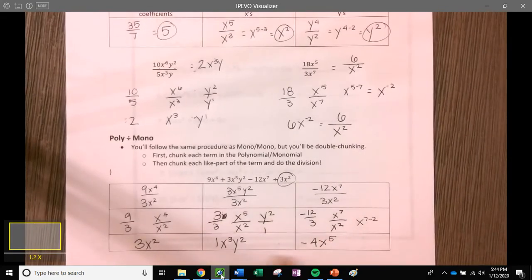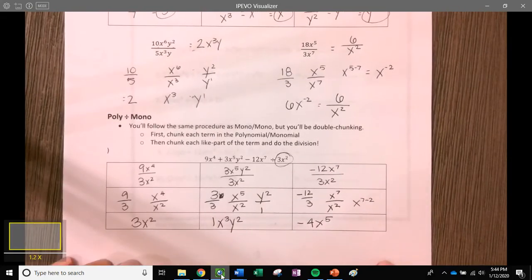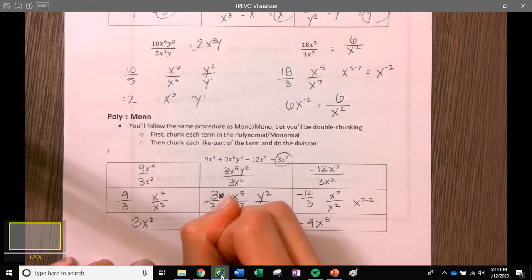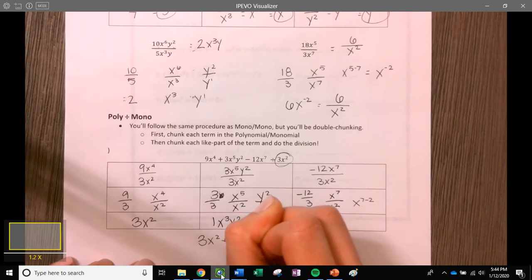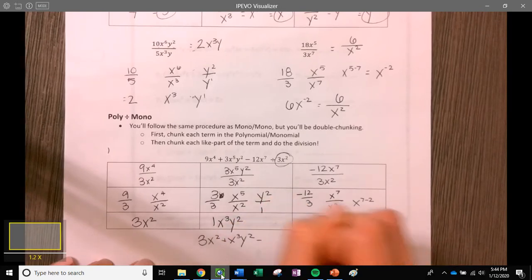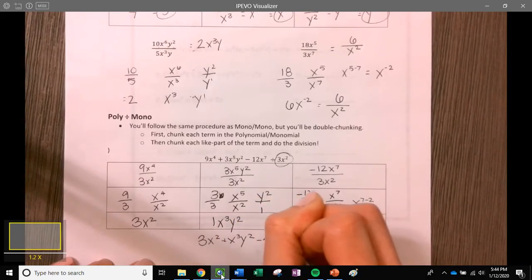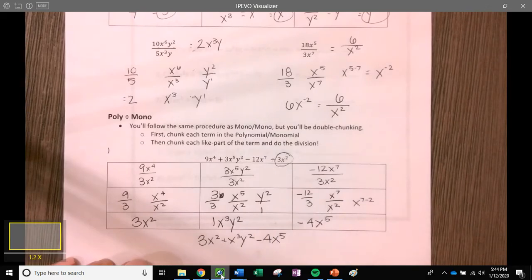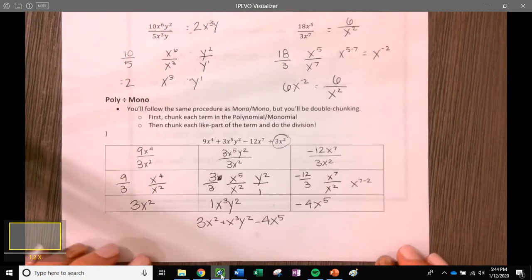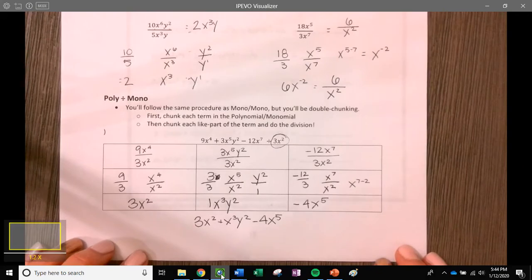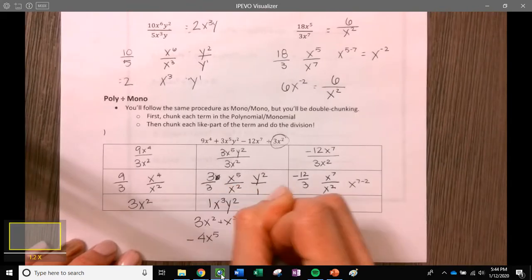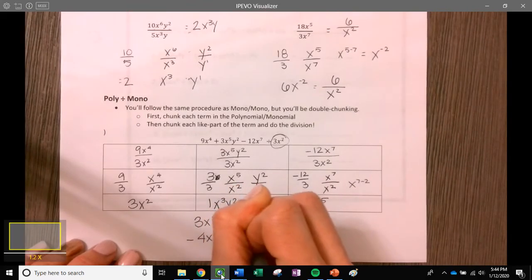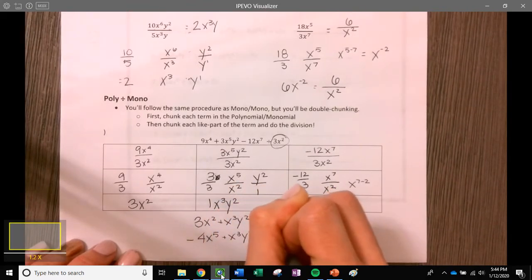That gives me x to the fifth. So when I put all this together into one answer, I get 3x squared plus x cubed y squared minus 4x to the fifth. And if I wanted to be a superior scholar and math student, I would put this in descending order. I would have to have that negative 4x to the fifth first, plus x cubed y squared plus 3x squared.